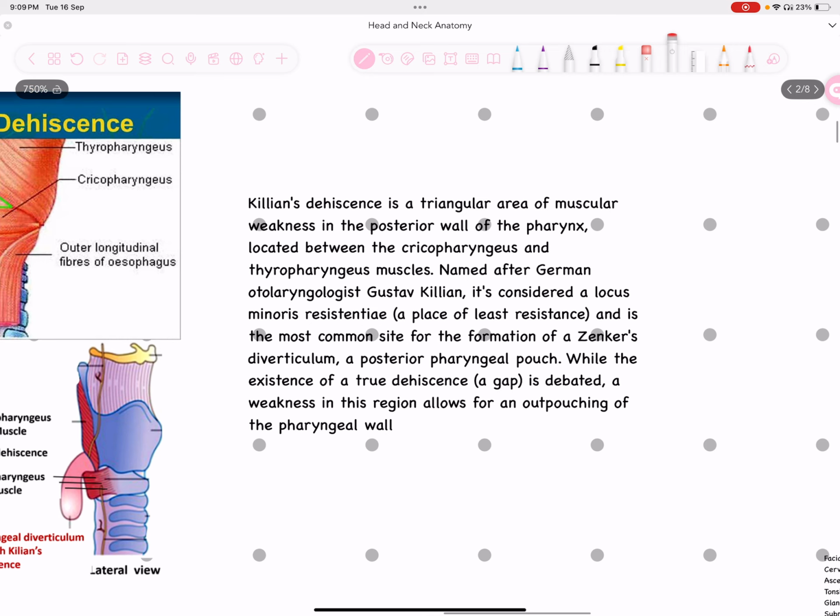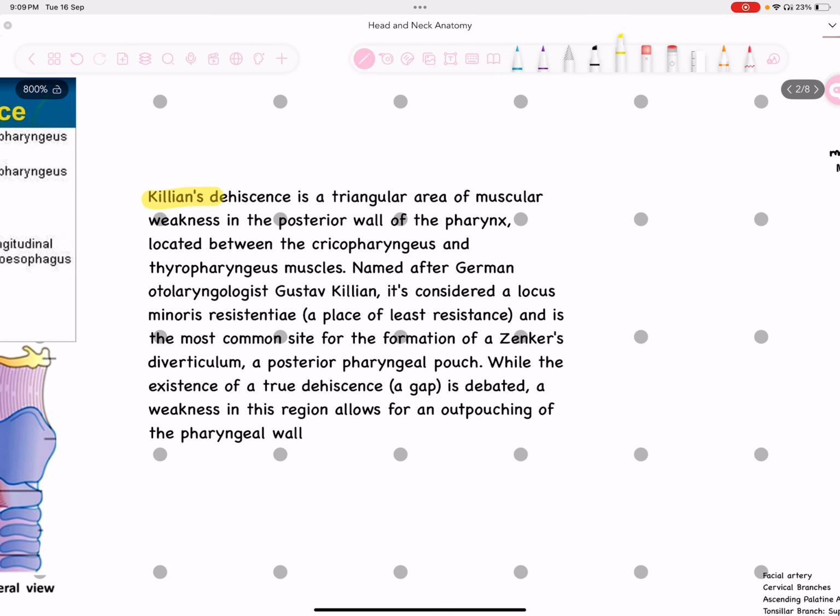Now here we are seeing this, let's read this together. Killian's dehiscence is a triangular area of muscular weakness in the posterior wall of the pharynx located between the cricopharyngeus and thyropharyngeus muscles. It's named after the German otolaryngologist, this is so hard to pronounce, Gustav Killian. It's considered a locus minoris residentiae, which is a place of least resistance, and is the most common site for the formation of a Zenker's diverticulum, a posterior pharyngeal pouch.